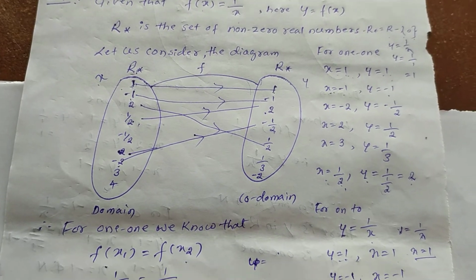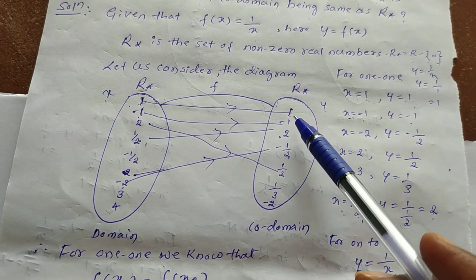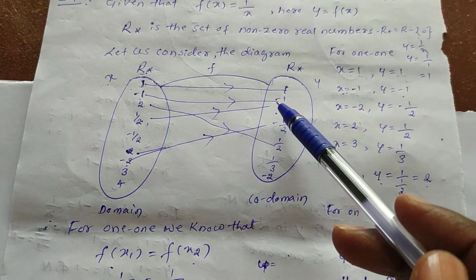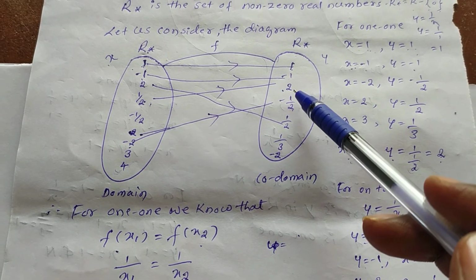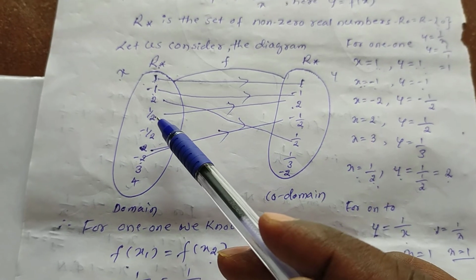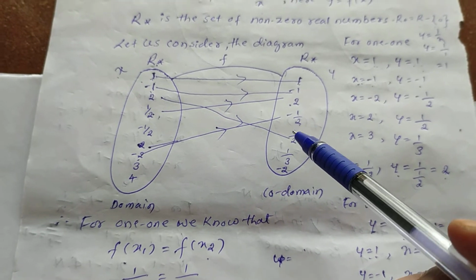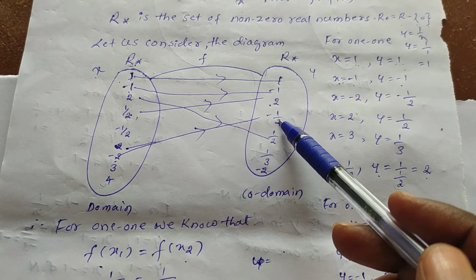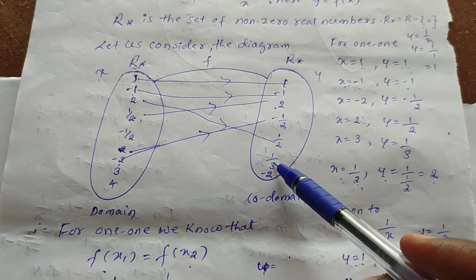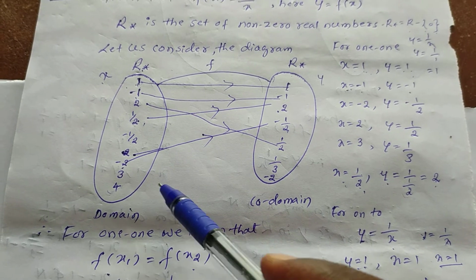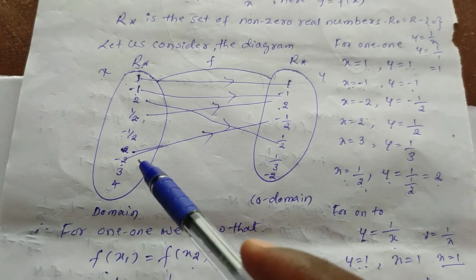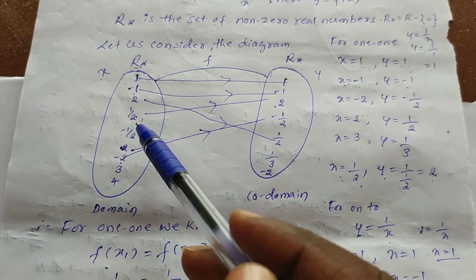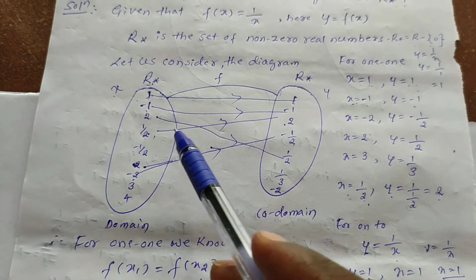Similarly, for every value of y in the codomain R star, there is an x in the domain R star. Therefore, the function is onto. For example, for minus 1 by 2, there is a minus 2. For 1 by 3, there is a 3. Like this, for every element of R star, there is a pre-image in the codomain R star. There is an x. These are the x, these are the y.